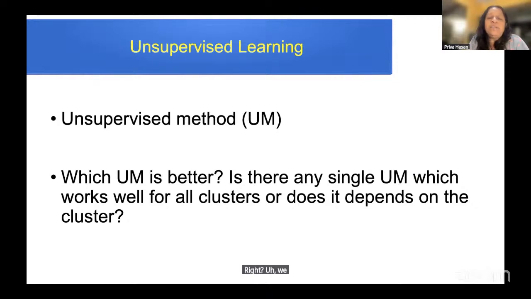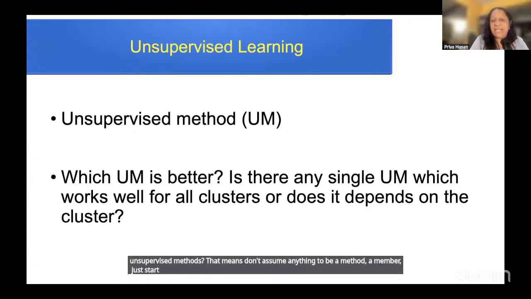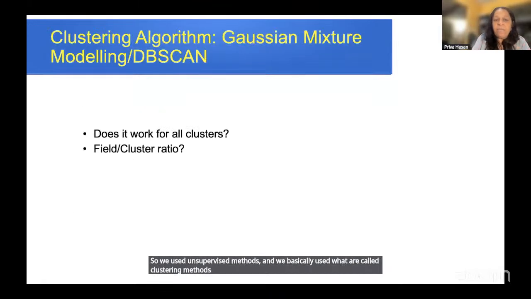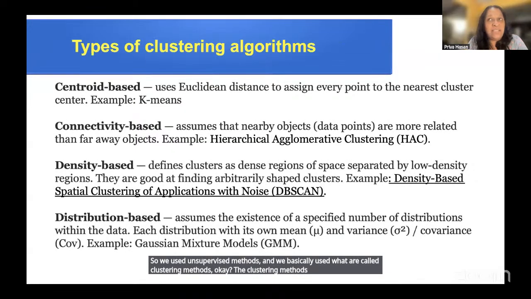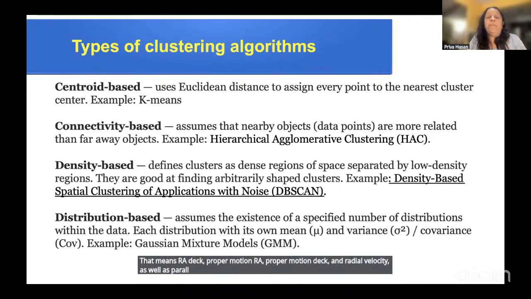We continued this work with the idea that, like I told you, the problem with supervised learning is that if your training data set is bad, you may have a problem. And therefore, why not try unsupervised methods? That means don't assume anything to be a member, just start with the data as it is. So we used unsupervised methods, basically what are called clustering methods, okay? The clustering methods are based on the idea that in that parameter space, that means RA, DEC, proper motion RA, proper motion DEC, and radial velocity as well as parallax, members of a cluster will lie close to each other in that n-dimensional space. So we basically look for clustering or grouping.